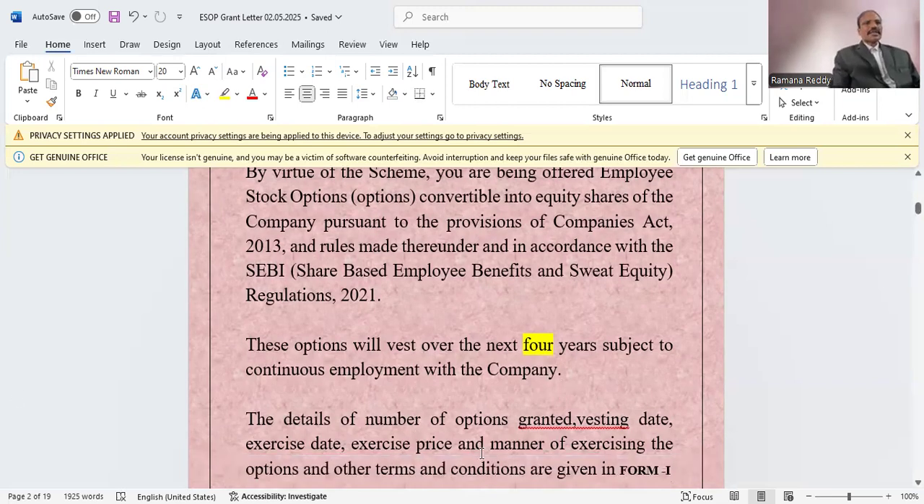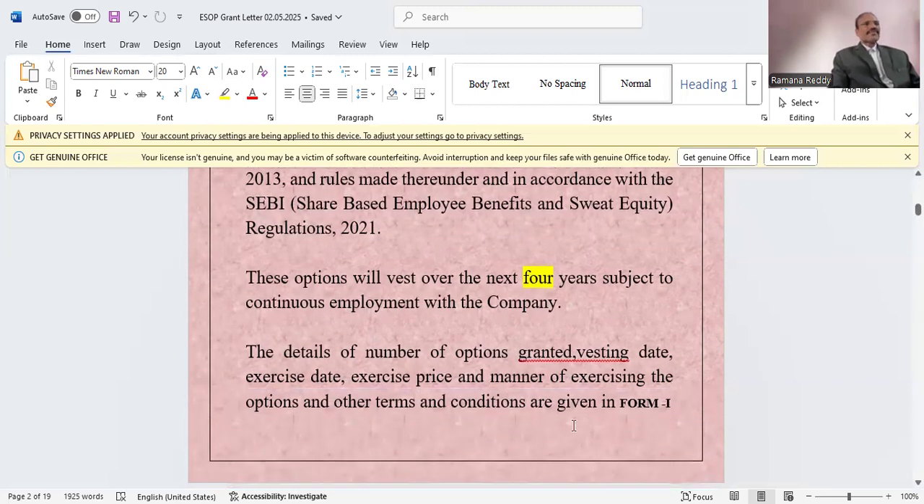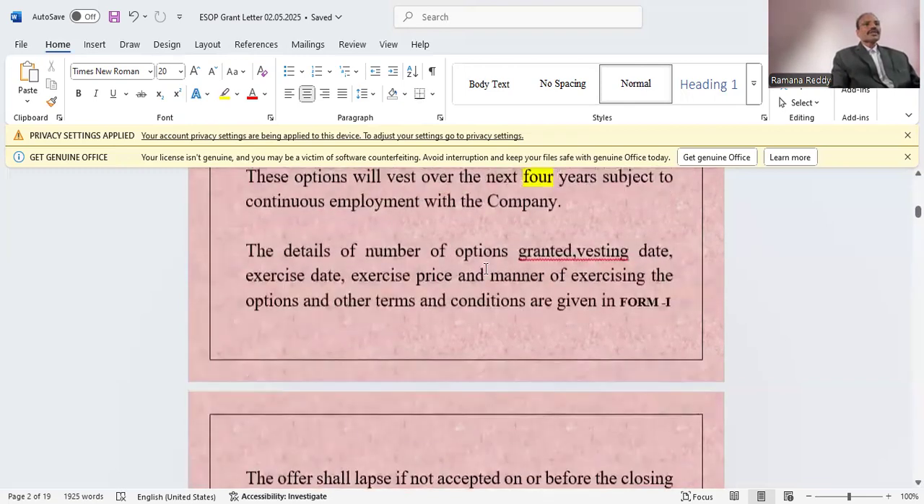The details of the number of options granted, vesting, exercise date, exercise price, manner of exercising the options and other terms and conditions are given in Form 1. Along with the covering letter, we are also giving a Form 1 with complete details of grant, vest, exercise price and manner of exercise. For 4 years, we can give, for example, first year 30%, second year 20%, third year another 30%, fourth year another 20%. This vesting period is the decision of the NRC.